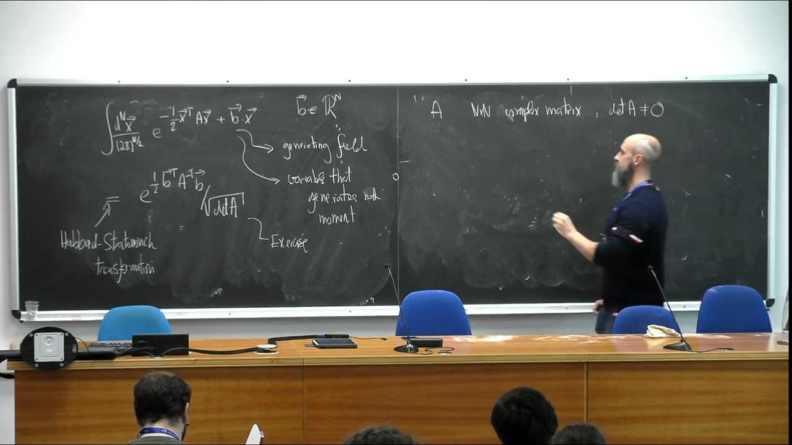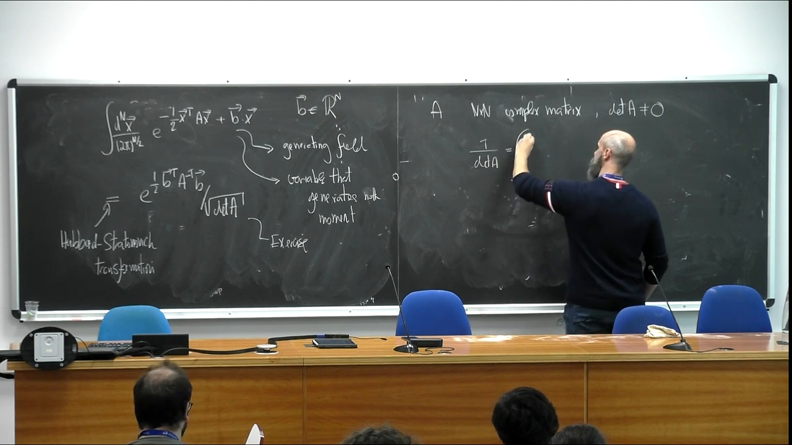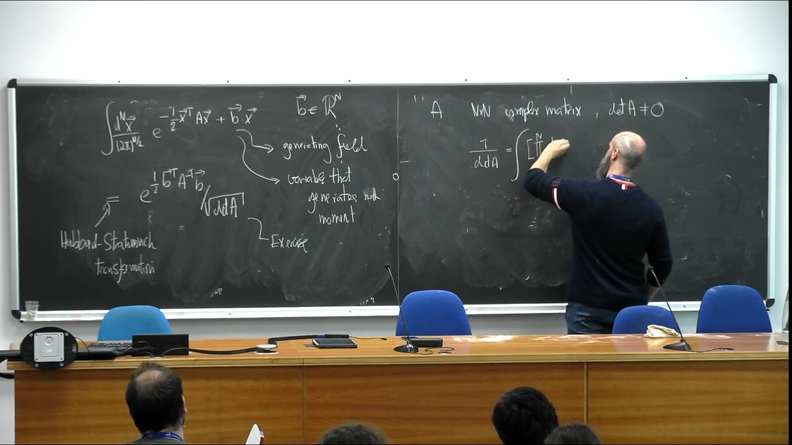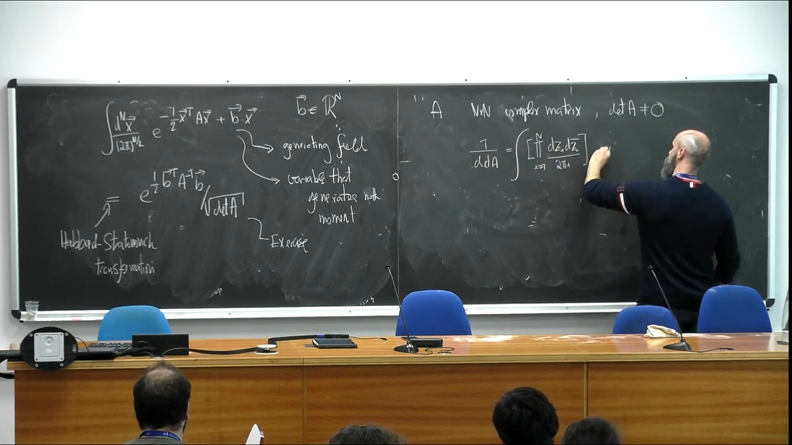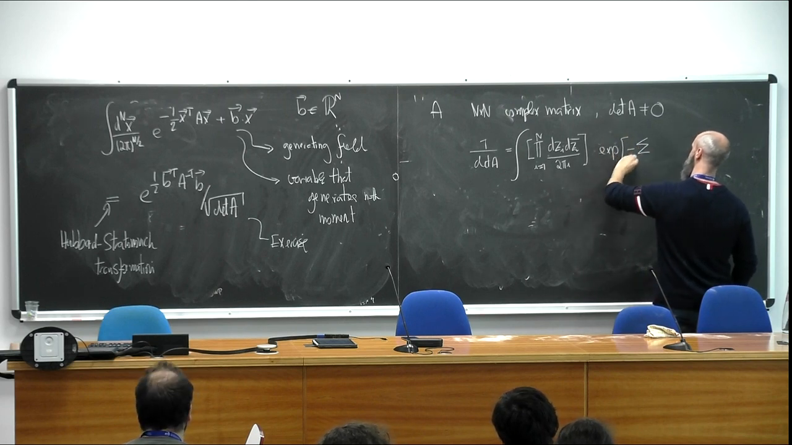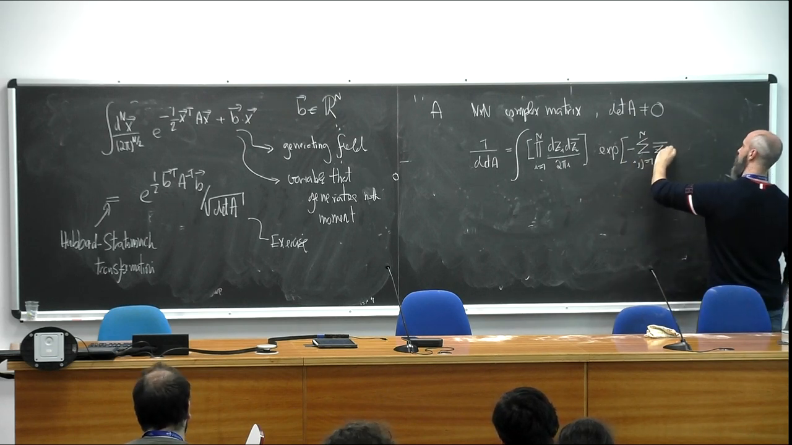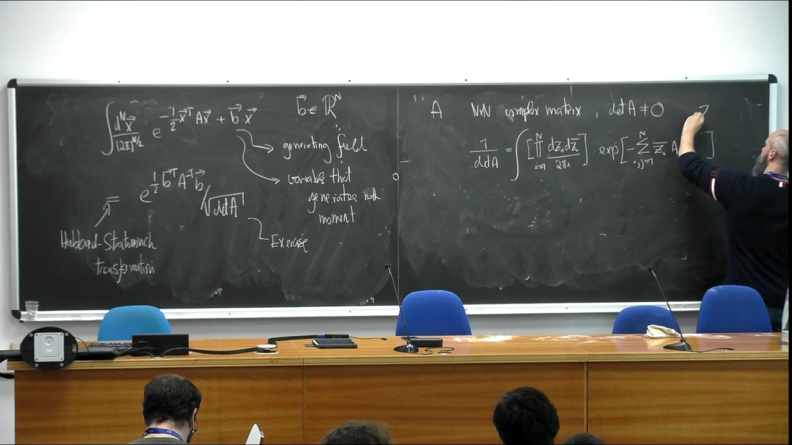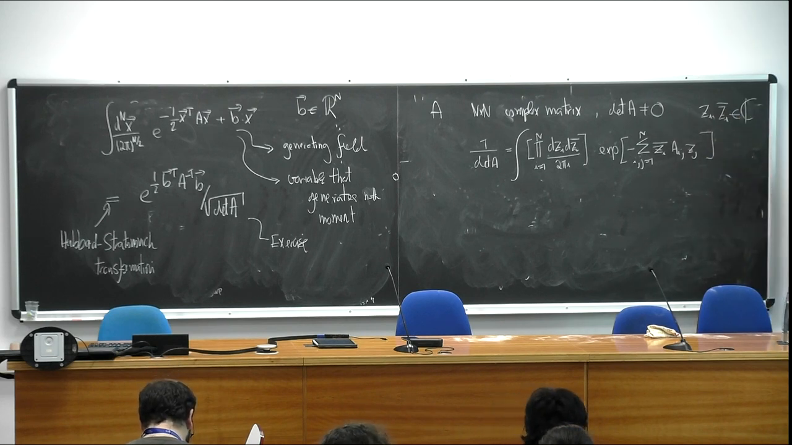Now, you can prove that 1 divided by the determinant of A can be written as the integral of the product for i from 1 to capital N of dz_i d\bar{z}_i divided by 2 pi i, of the exponential of minus the sum over i and j from 1 to n of \bar{z}_i A_ij z_j. Where z_i and \bar{z}_i are complex numbers.